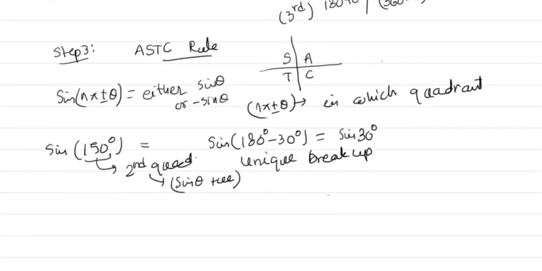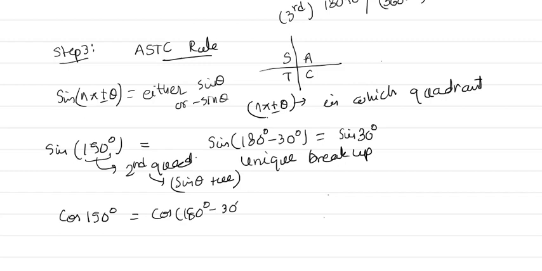Okay, but in case of cos theta, if you write cos 150 degree, you will write cos of 180 degree minus 30 degree, and then you will write cos 30 degree, because according to step 1 you simply write in terms of cos theta. You will break it in the form n pi plus or minus theta, and this will be the only unique manner. So this breakup will be unique, and since this is the second quadrant and cos is negative in the second quadrant, you will get a minus sign here.